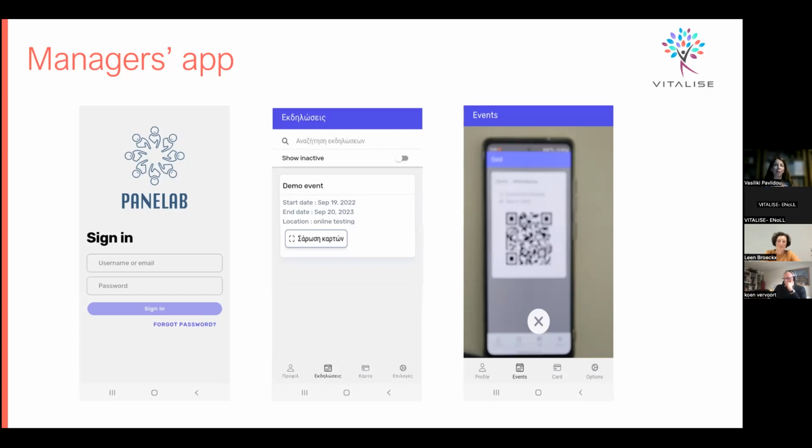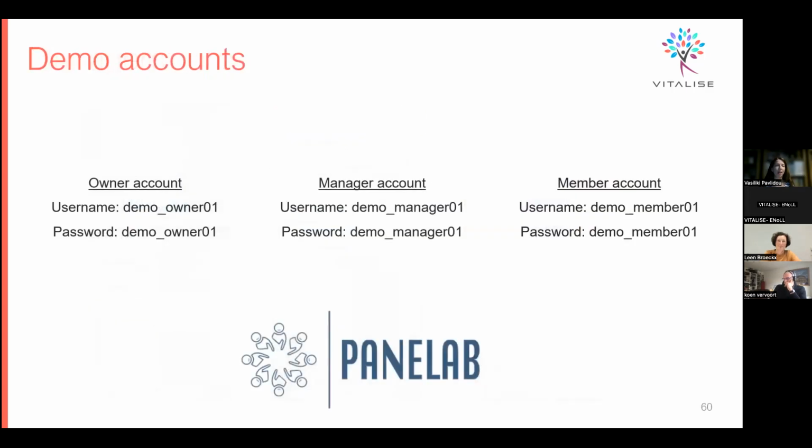This has been very briefly a top-line overview of the tool. These are the demo accounts you can go in and you can play around and see how it works. I will be more than happy to discuss with anyone more interested or willing to go around and play.